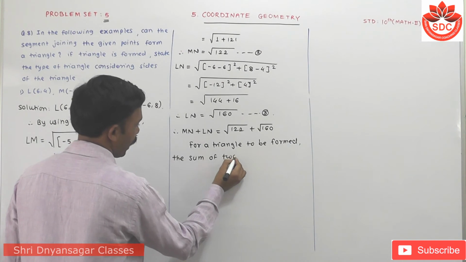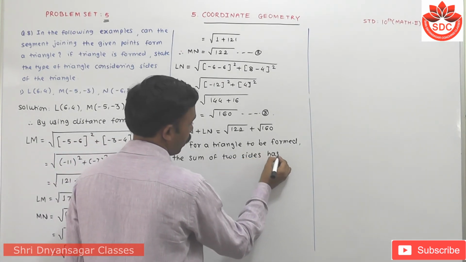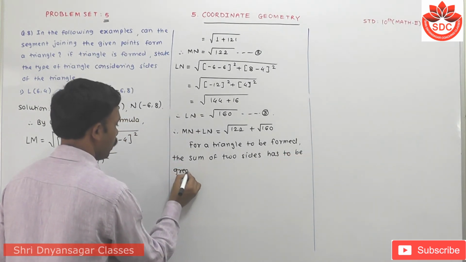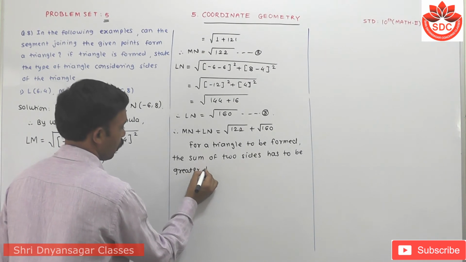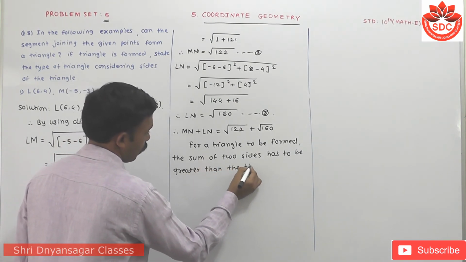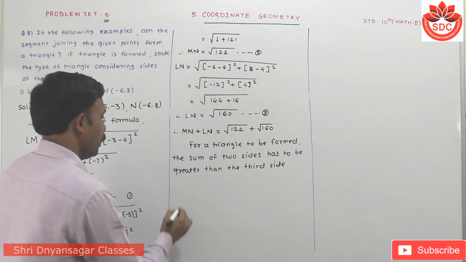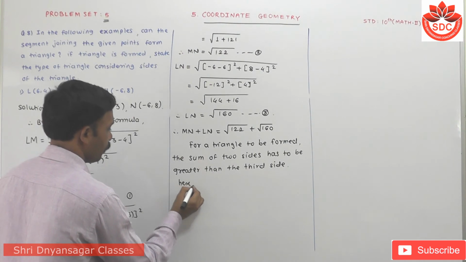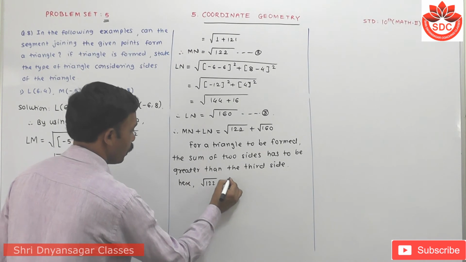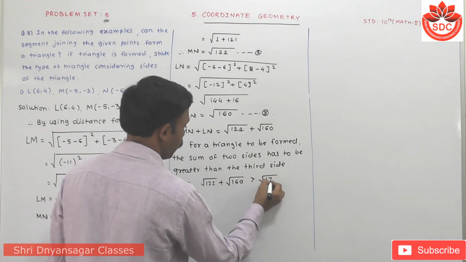the sum of two sides has to be greater than the third side. That means here we take the sum of these two sides: root of 122 plus root of 160 should be greater than root of 170.